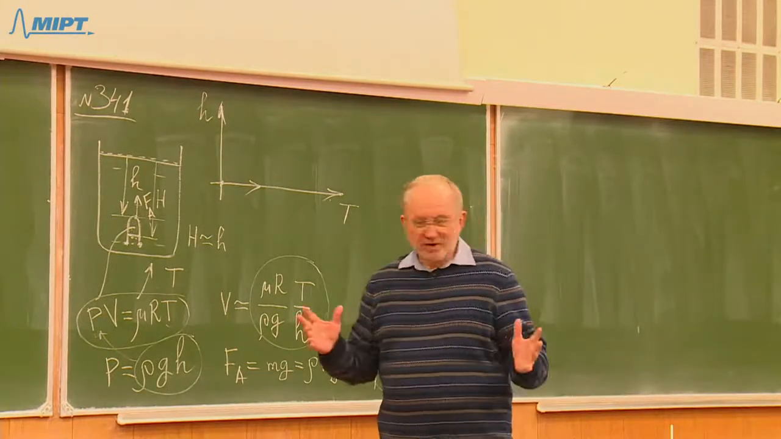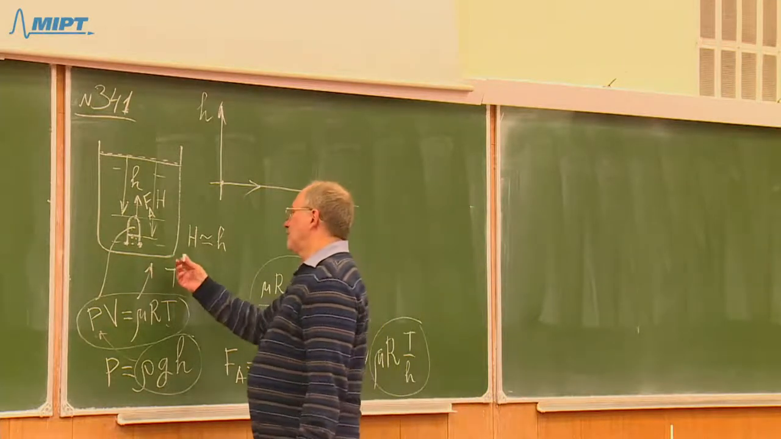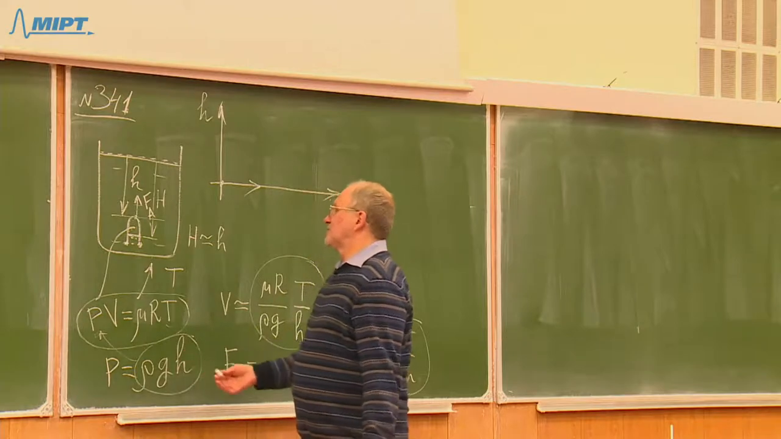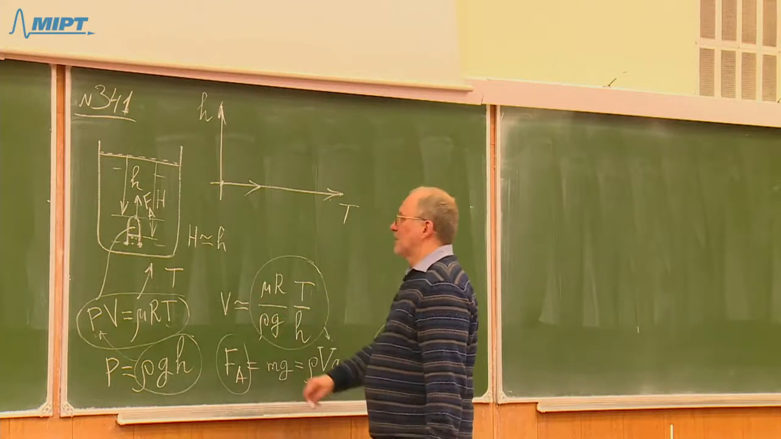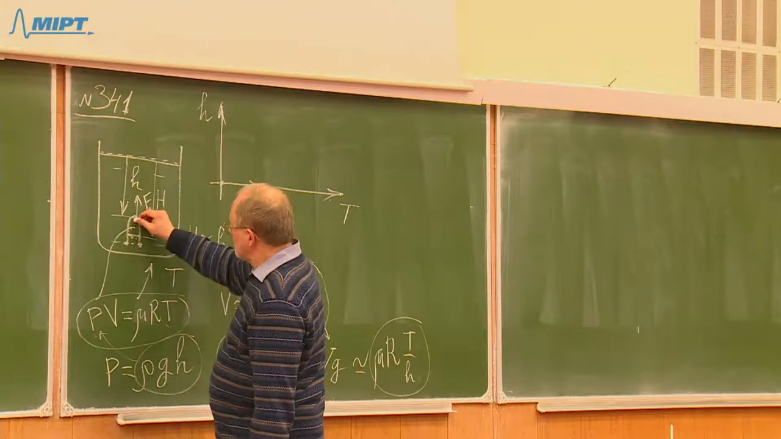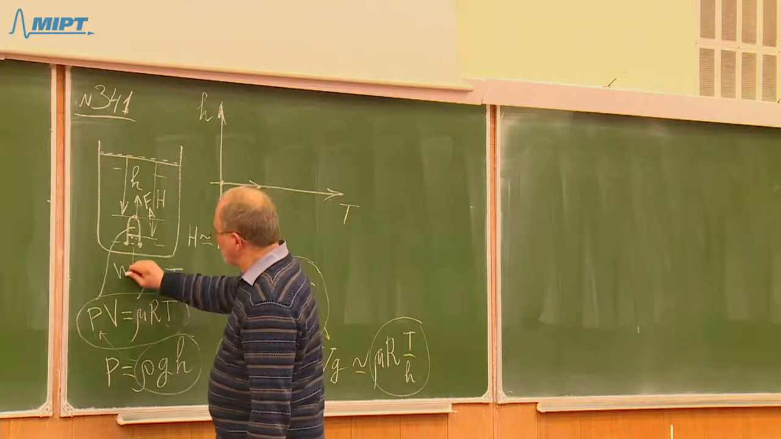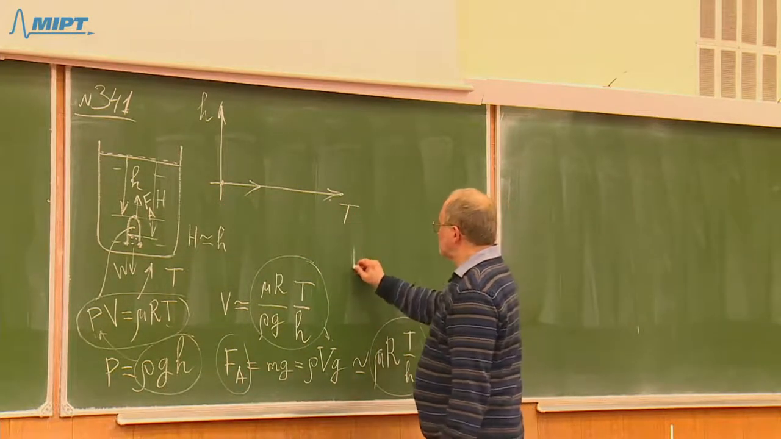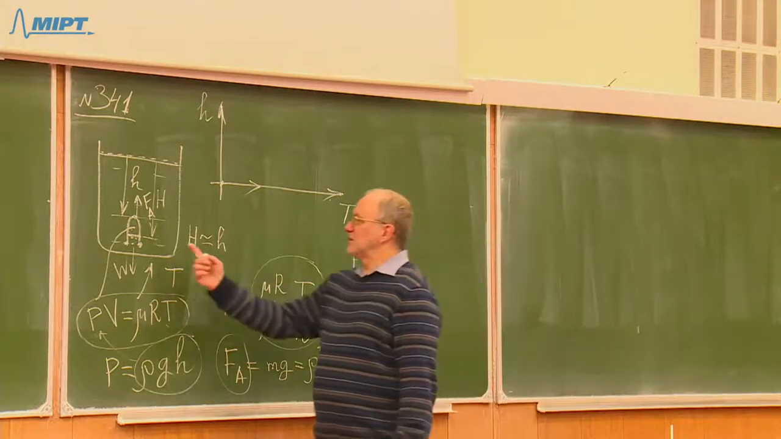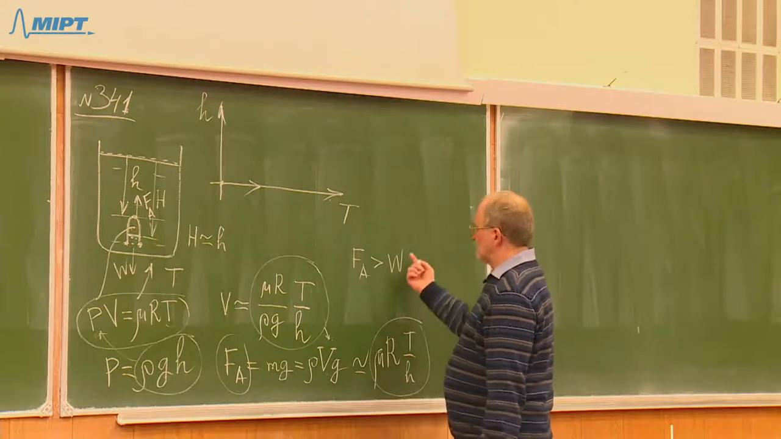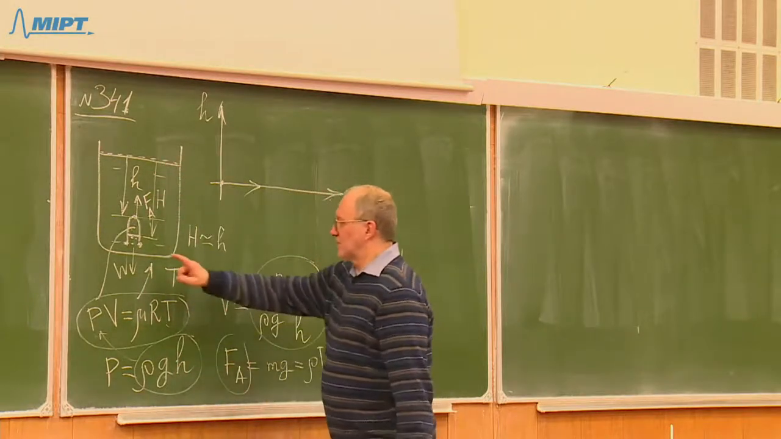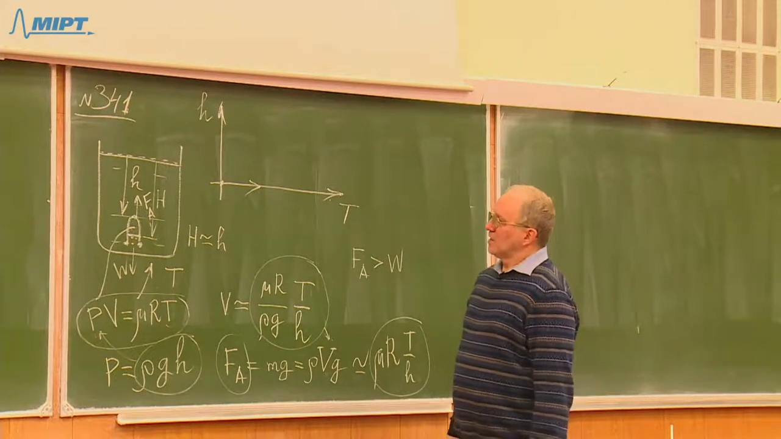Okay, so the main thing here is whether this glass tube will go down or it will float up. And this will depend on the relationship between the Archimedes force and the weight of this glass tube. The glass tube has its own weight, the force of gravity, which is directed downward. If the Archimedes force is larger, then the tube will go up. But if the Archimedes force is smaller than the weight, then the weight is larger and the tube will go down. It will immerse to the bottom and rest at the bottom of this vessel.